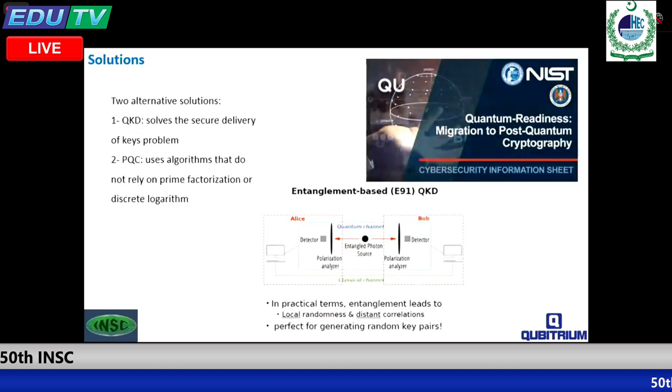Okay, so let's continue. Now the quantum computer is a possible threat. What are the solutions? There are two possible solutions. The first one is quantum key distribution. The solution comes from quantum mechanics itself again. We can use photons to solve the secure key delivery problem. Another alternative is post-quantum cryptography.